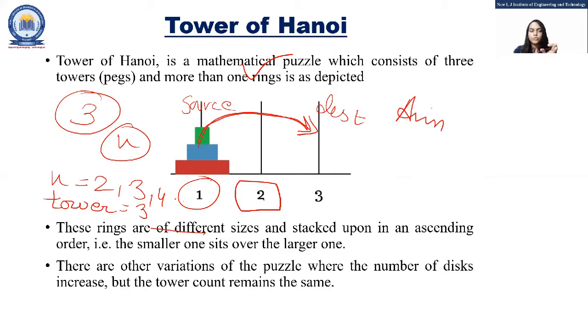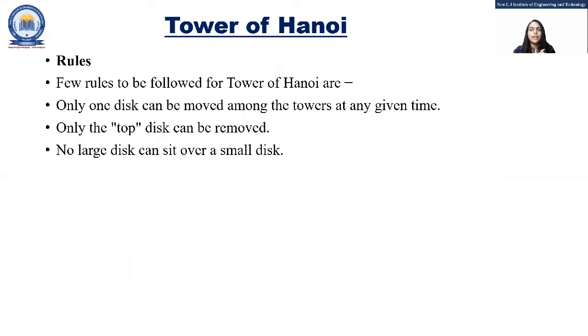In order to transfer all disks from 1 to 3, there are three rules that we need to follow. The first one is only one disk can be moved among the towers at any given time. Also, we can only remove the top disk. We cannot remove the last disk before removing the first one. We have to always remove from the top, because a stack is last in, first out. And no large disk can sit over a small disk. A small disk always has to be on top of the large disk.